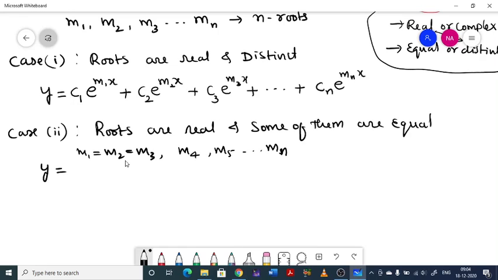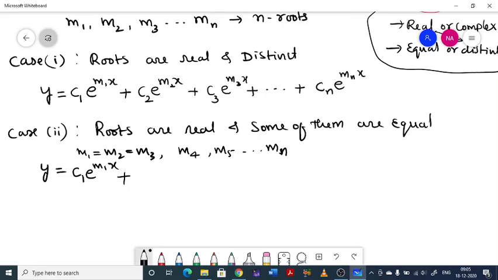We know how to write when the roots are distinct. Now I have to check how the solution will be if the roots are equal. y equal to constant 1, C1 e power m1x, plus m2 is a repetition of m1. I have to denote that repetition.